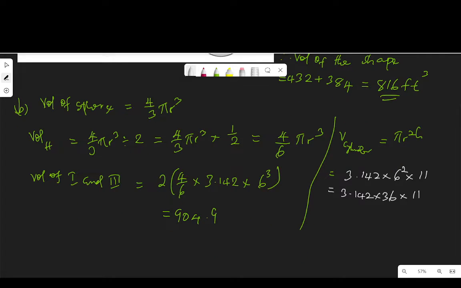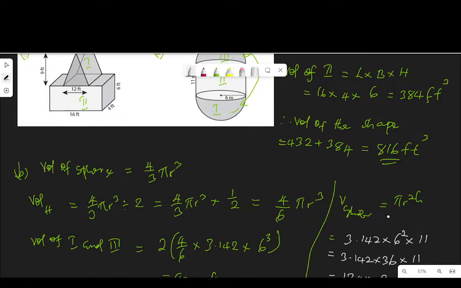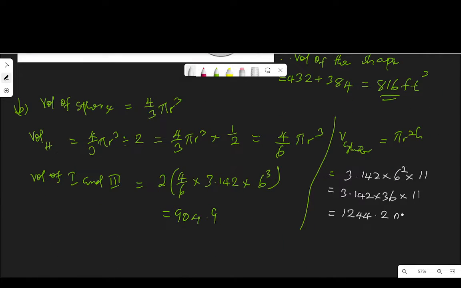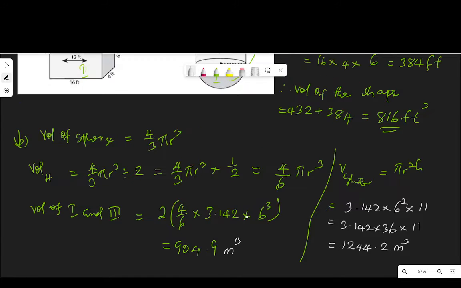Let's plug those numbers into calculator. 3.142 multiplied by 36 multiplied by 11. That is 1244.2 meter cubed. I've not been putting the unit. This is supposed to be meter cubed.